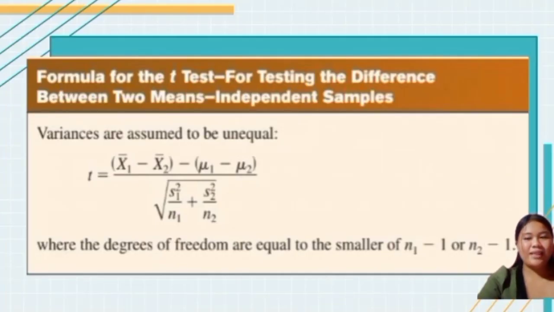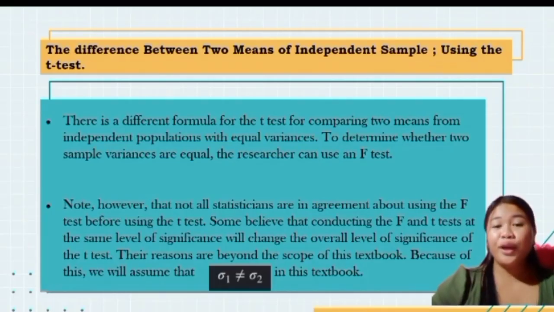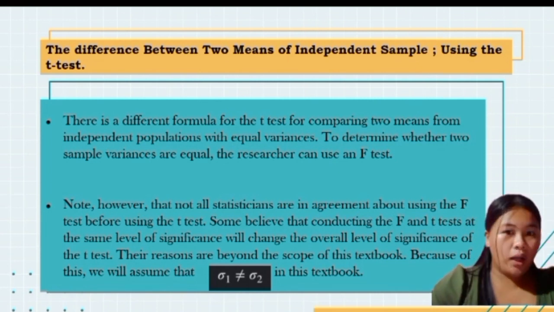In getting the difference between two means of independent samples using the t-test, we're going to use this formula. Variances are assumed to be unequal. First is the formula for getting the t-value. Then, the degrees of freedom are equal to the smaller of n sub 1 minus 1 or n sub 2 minus 1. There is a different formula for the t-test for comparing two means from independent populations with equal variance.